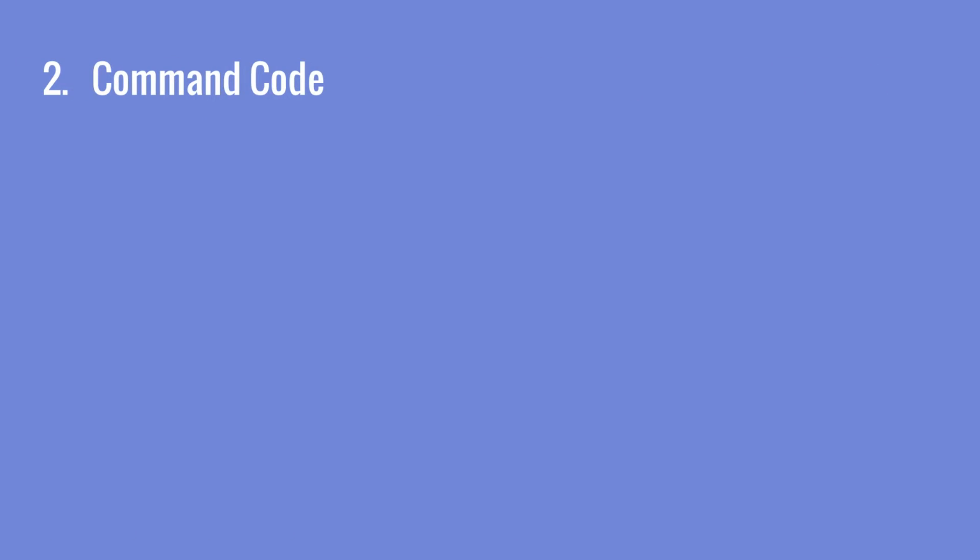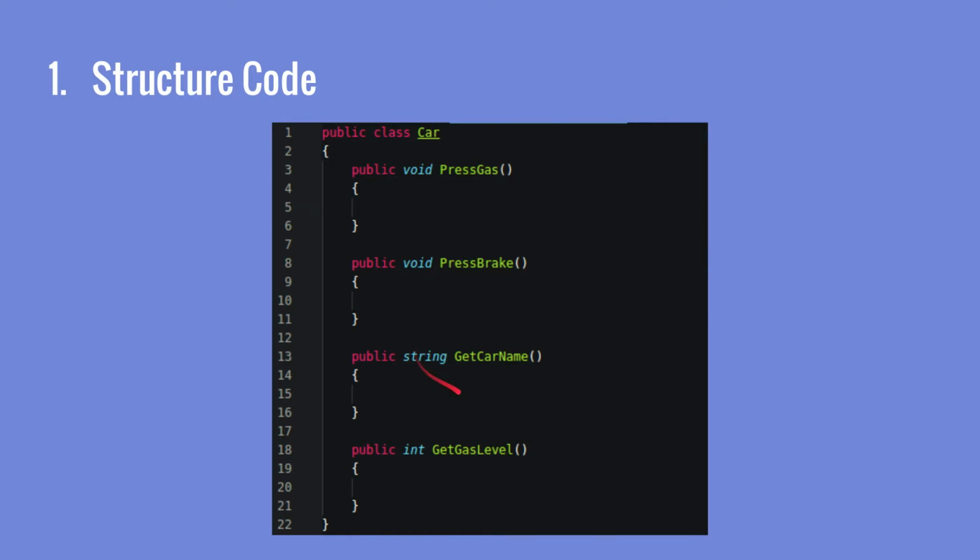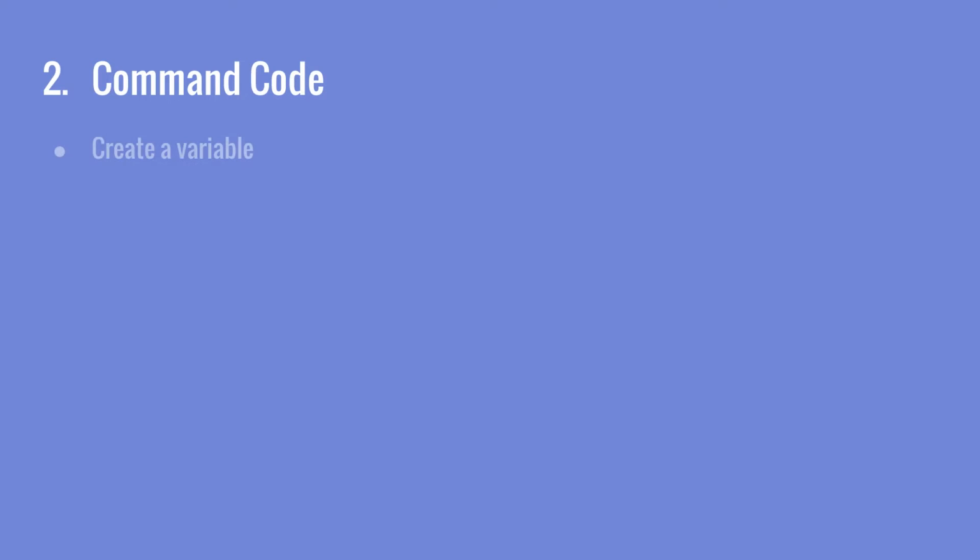So let's look at some command code now. The command code would go in between these brackets for all of the functions. There's a lot of things you can do with command code, and this is basically a summary. You can create a variable. A variable is like a bucket, and you can put things in the bucket.